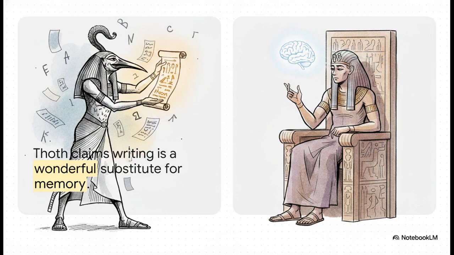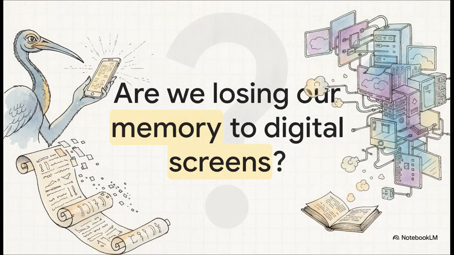In his famous dialogue, the Phaedrus, the Greek philosopher Plato frames a fascinating philosophical debate. Thoth presents the invention of writing to the Egyptian king Thamus, proudly calling it a wonderful substitute for memory. But King Thamus pushes back. He argues it is merely a remedy for reminding, not remembering. Thamus warned that by writing things down, humanity would actually become lazy, gaining the appearance of wisdom without actually retaining any deep internal knowledge.